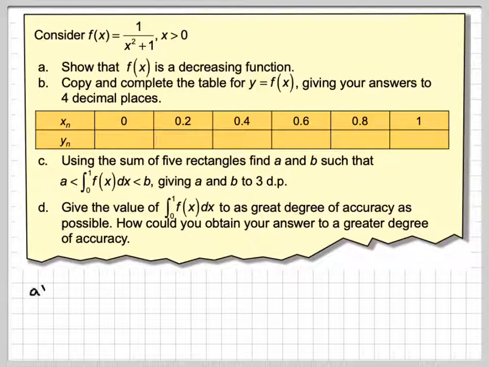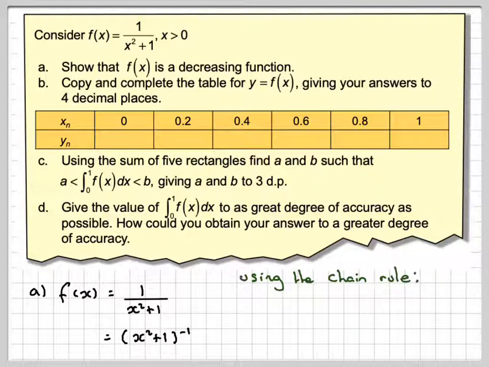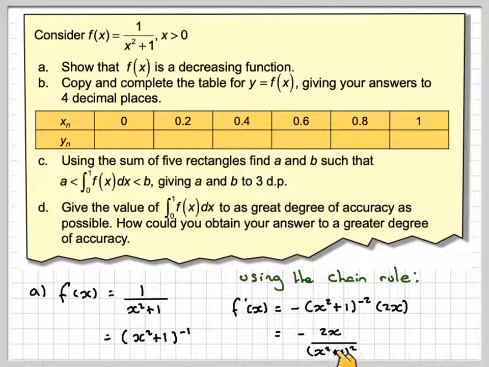So if we have f of x is 1 over x squared plus 1, then first of all we rewrite that as x squared plus 1 to the minus 1. Using the chain rule, f dash of x, you bring down the minus 1, put it in front, write down the bracket x squared plus 1, reduce the power by 1, so that now makes that minus 2, and then differentiate the inside of the bracket, which makes it 2x. Rewriting this, minus 2x over x squared plus 1 squared.